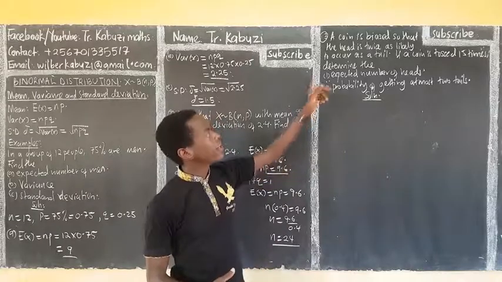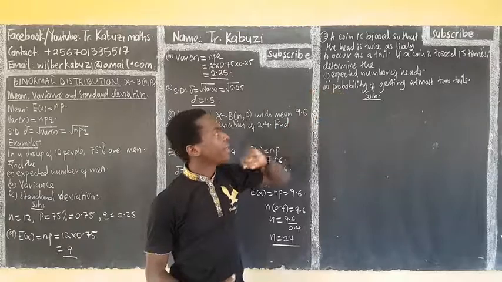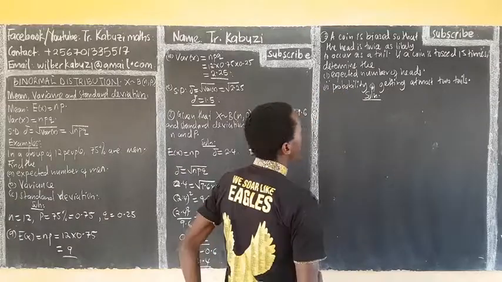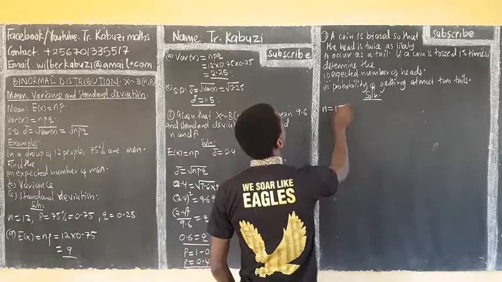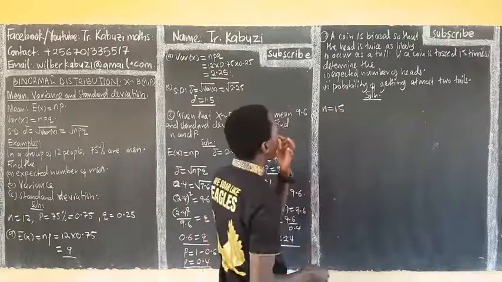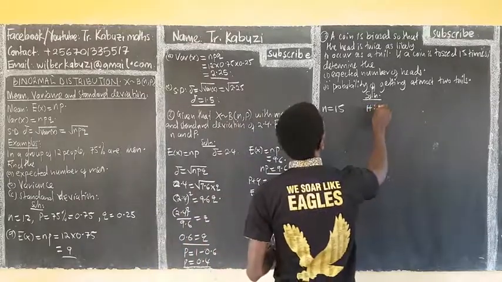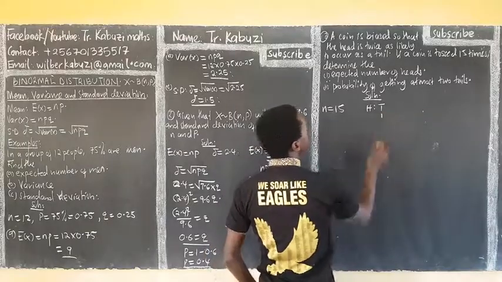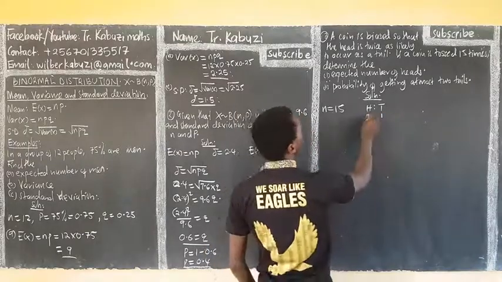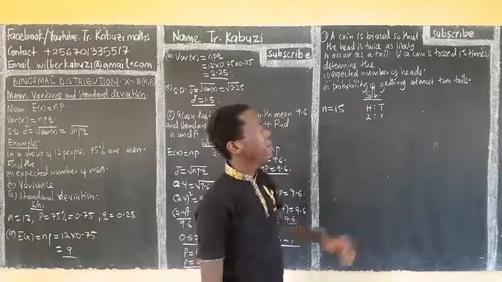But here it's biased, such that when it occurs, the head is most likely to occur twice. So if n is 15, the coin was tossed 15 times, it means that the number of trials is 15. Now, we need the probability of success and failure. If the tail is 1, then the head is going to be twice as likely to occur as the tail. As simple as that.